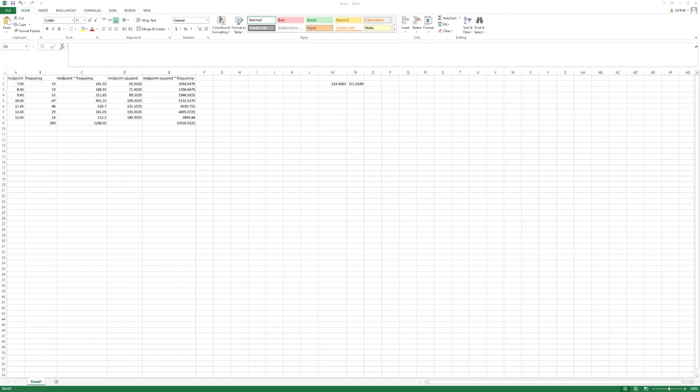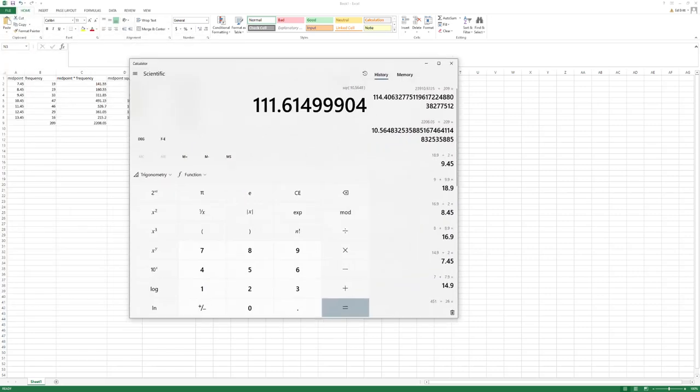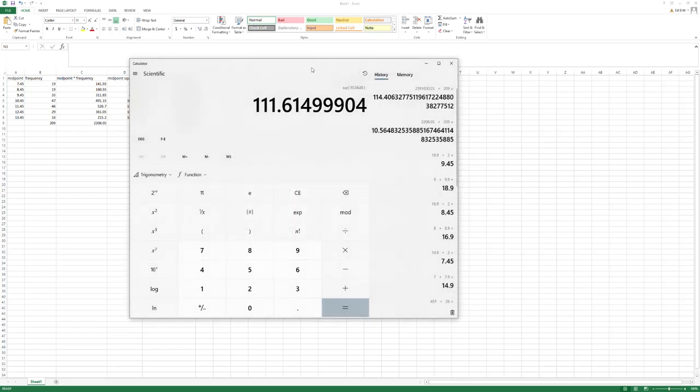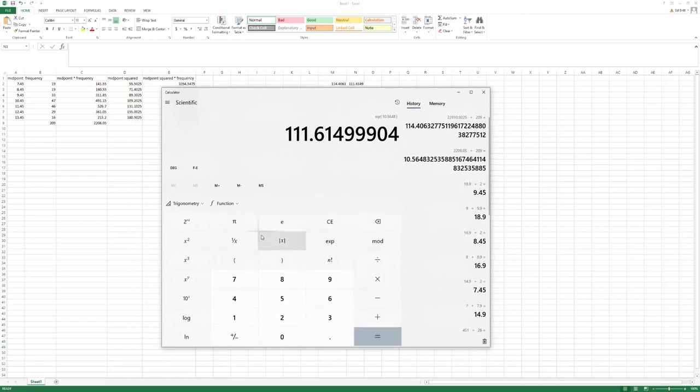Alright, so my formula, if you remember, was to take the first number here, the one that was the frequency times the midpoint squared divided by n, and subtract the mean squared. And that's going to give me the population variance. If I wanted the population standard deviation, I would have to take the square root of my number at the end. But I don't, I just want the population variance.